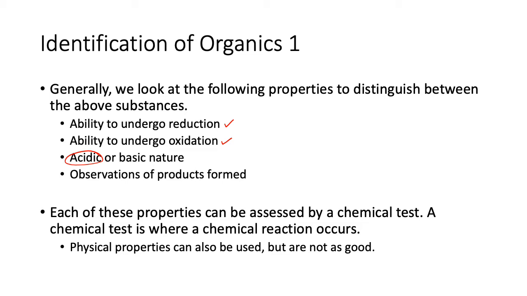Physical properties can be used, but they're not as good. So physical properties like melting and boiling points can be used, but they're not as definitive because, well, other things have similar values also. So I guess generally what you're looking for is multiple pieces of evidence to identify something. So like one chemical test that does this, one chemical test that does that, so on and so forth. All right.